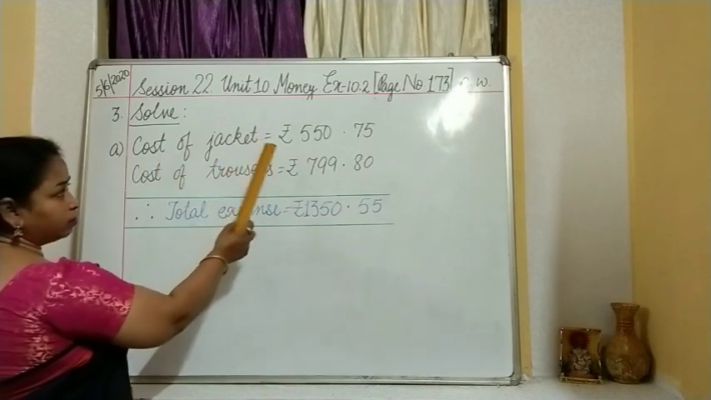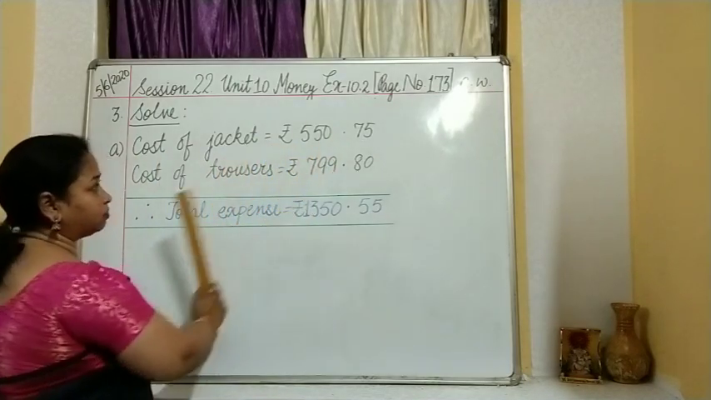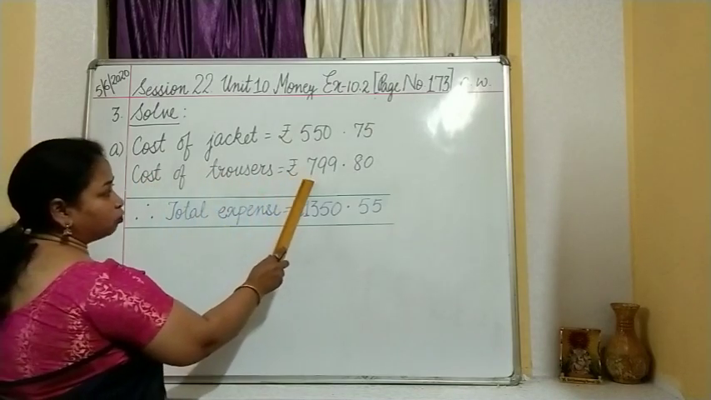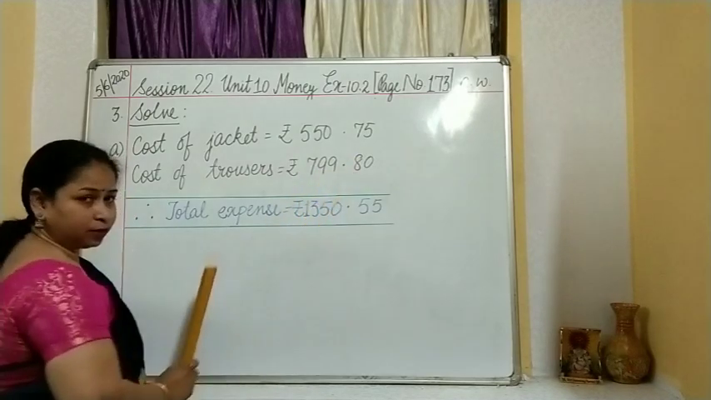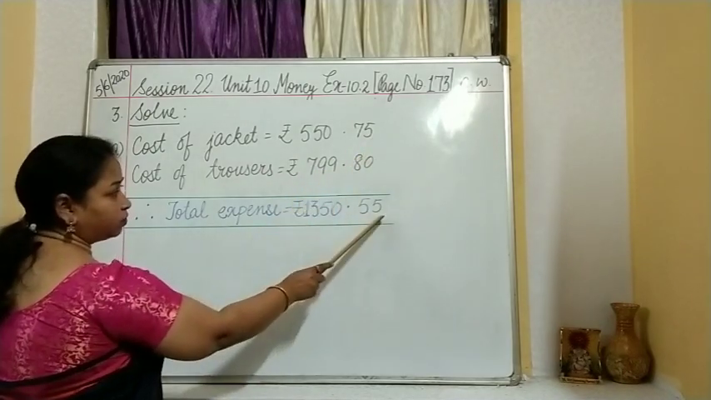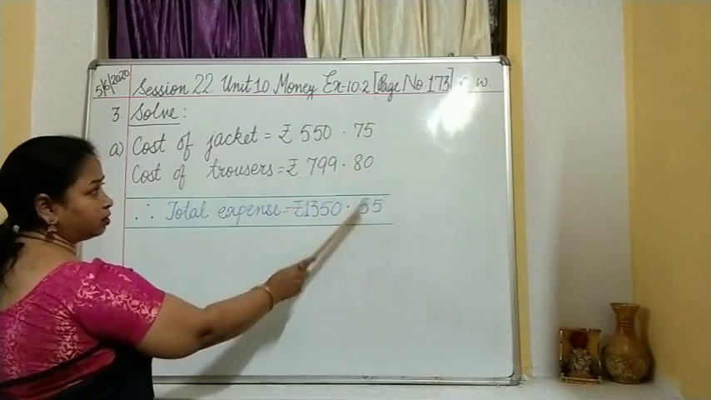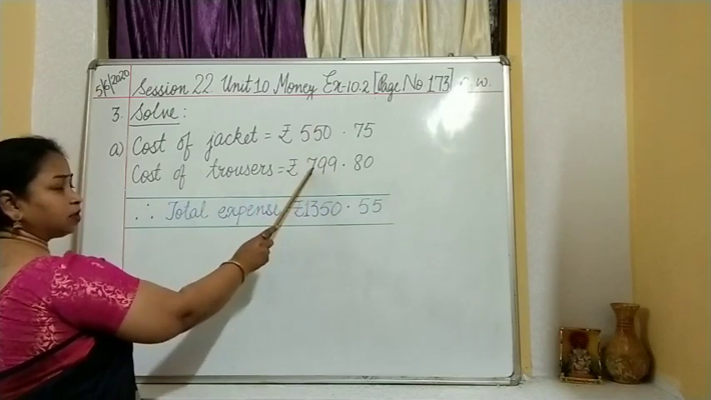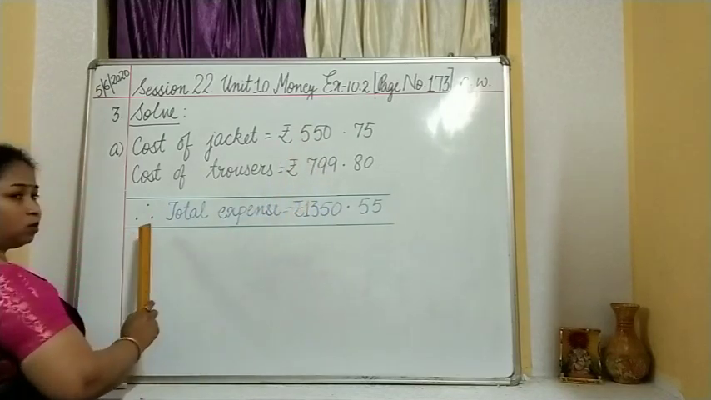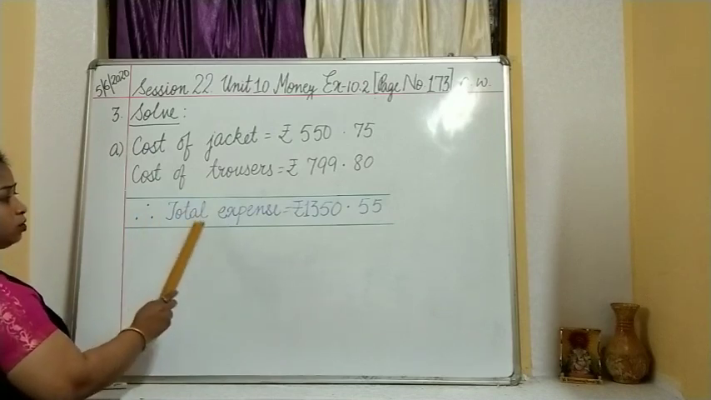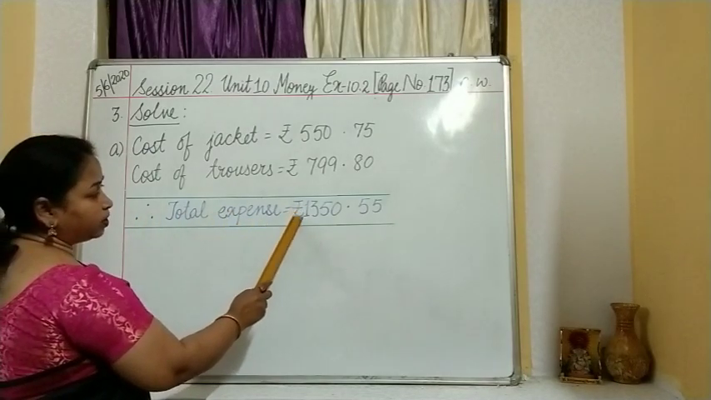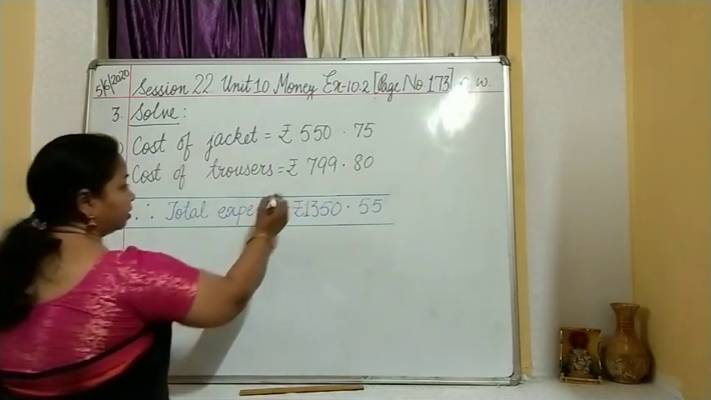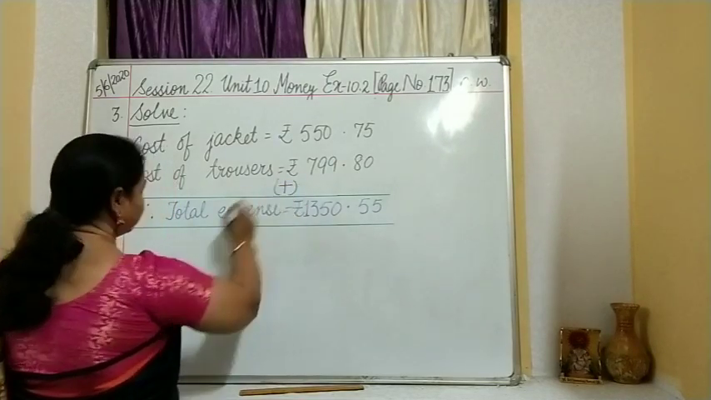So cost of jacket is given to us as rupees 550 and 75 paise, and he purchased trouser also. So cost of the trousers given is rupees 799 and 80 paise. Okay, add up: 5 here, 7 plus 8 15, carry 1, plus 9 10, 9 plus 1 10 plus 5 15, 7 plus 1 8 plus 5 13. So what is the total expense he made? Therefore total expense made by him is rupees 1350 and 55 paise. Children, again the sign of plus is important.